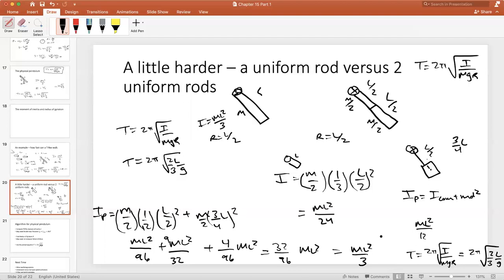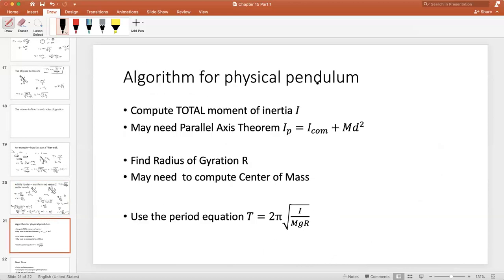Same exact answer. But you can see what I had to do here is figure out the moment of inertia by figuring out the total moment of inertia of both rods together, and then find their radius of gyration. So the algorithm here is you have to compute the total moment of inertia. You may need the parallel axis theorem for something further away.